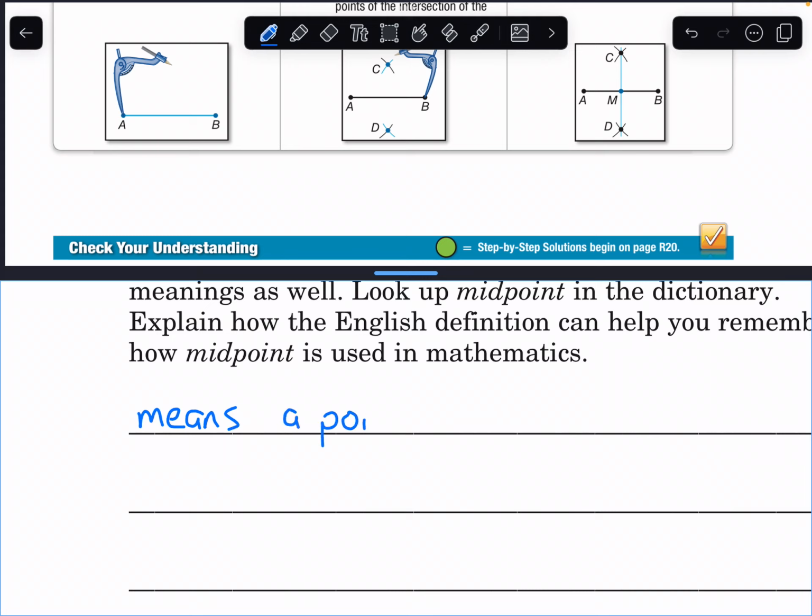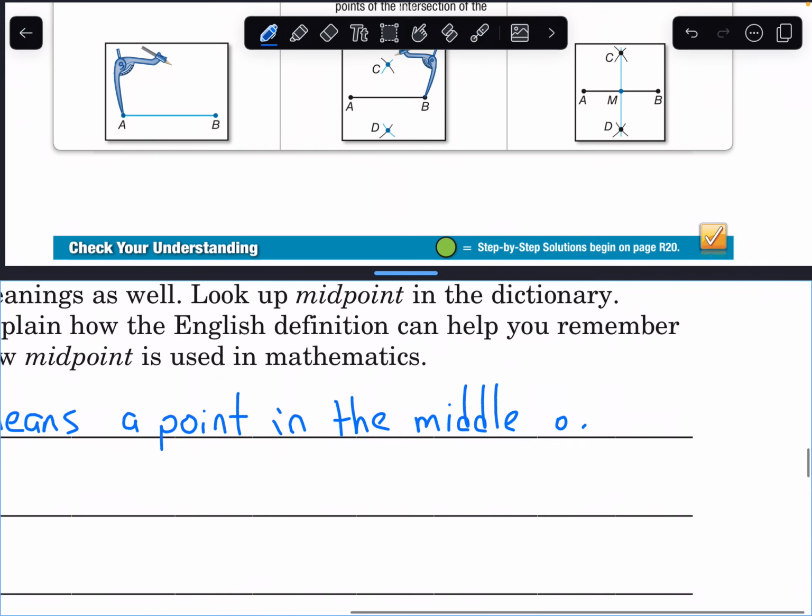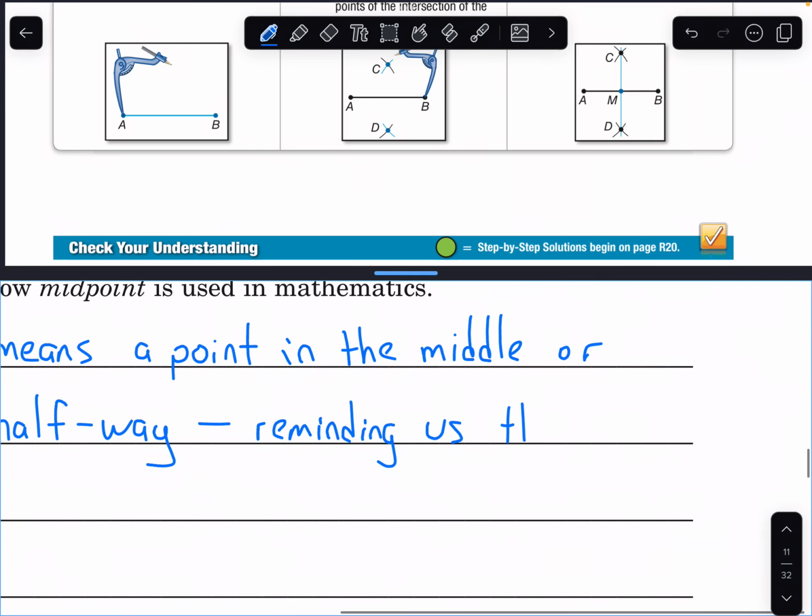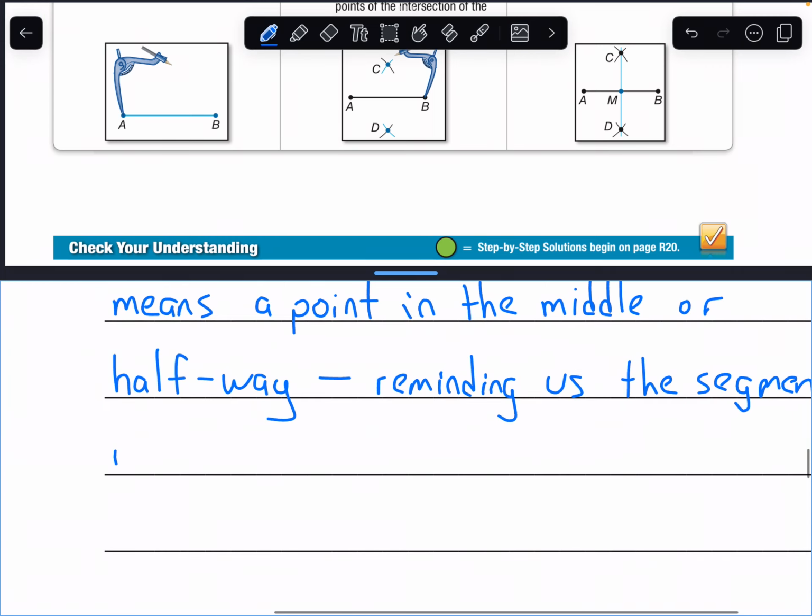a point in the middle or halfway, reminding us the segment is divided into equal halves.